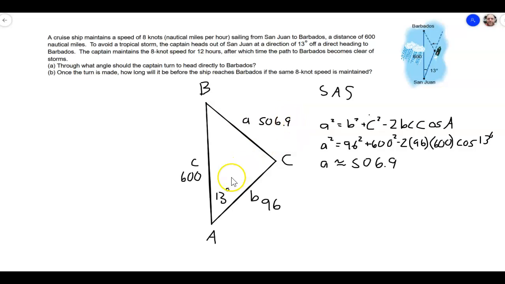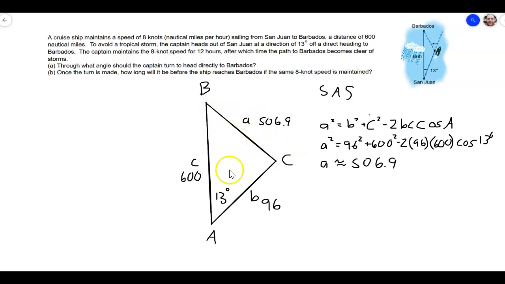Now remember, angles are kind of relatively the same size as their opposite sides here. So if 13 degrees is 506, and we have 600 over here, C should be a bit bigger than 13 degrees, but it's not going to be super huge, right? So we should be expecting some angle bigger than 13 degrees, decently bigger.